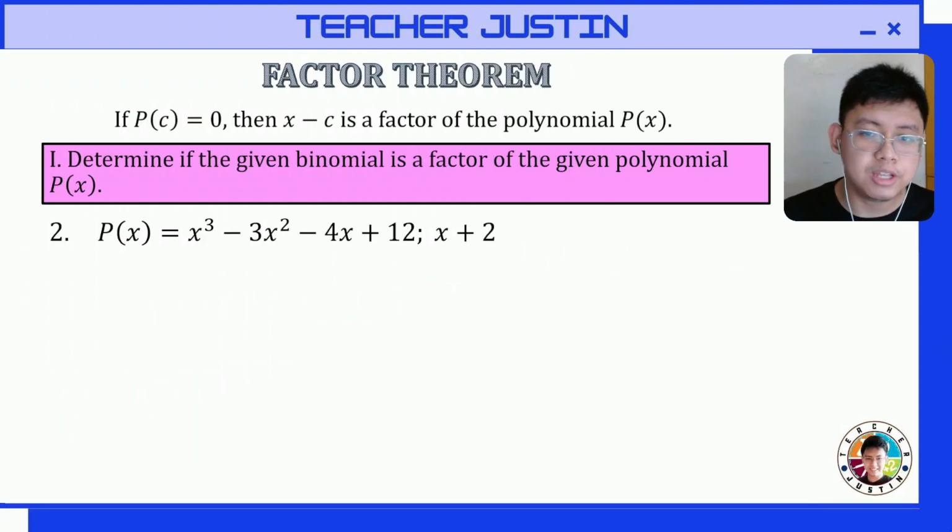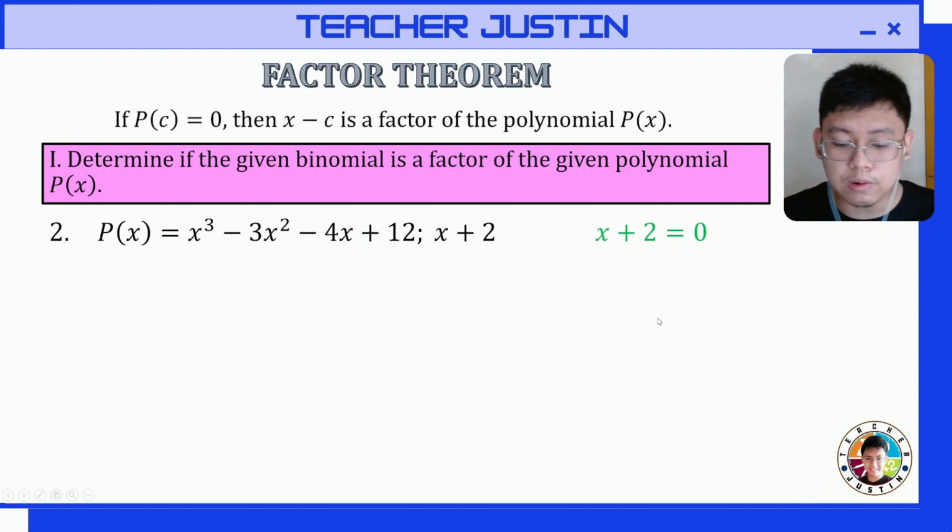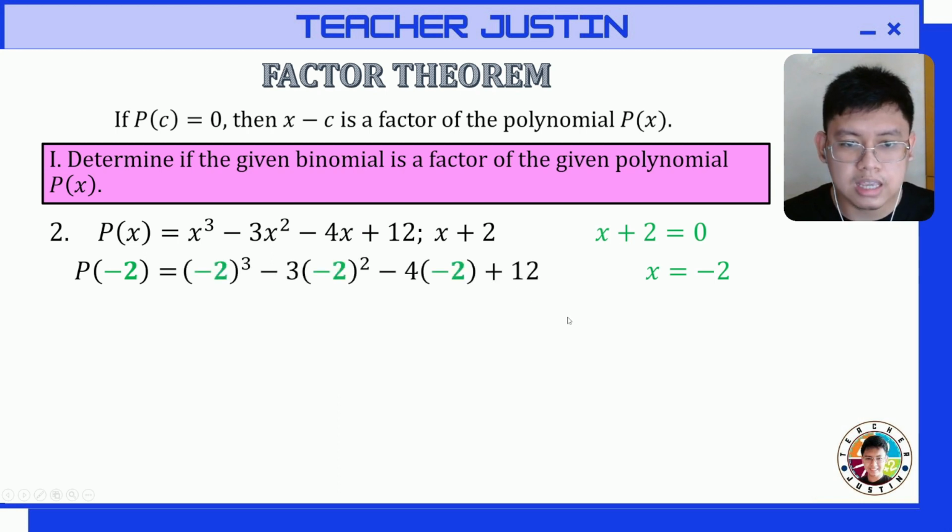Let's determine if the given binomial is a factor of the given polynomial p of x. Okay. So, ang first step natin applying factor theorem is for us to equate our binomial to 0. So, x plus 2 is equal to 0. Then, ang susunod nating step is for us to solve for the value of x. So, lipat natin si positive 2 to the other side, changing the sign. X is equal to negative 2. So, we will now have the value of x. Nagagamitin natin in replacing all the variable x in our polynomial function. So, we change x by negative 2. So, lahat ng variable x sa polynomial natin magiging negative 2.